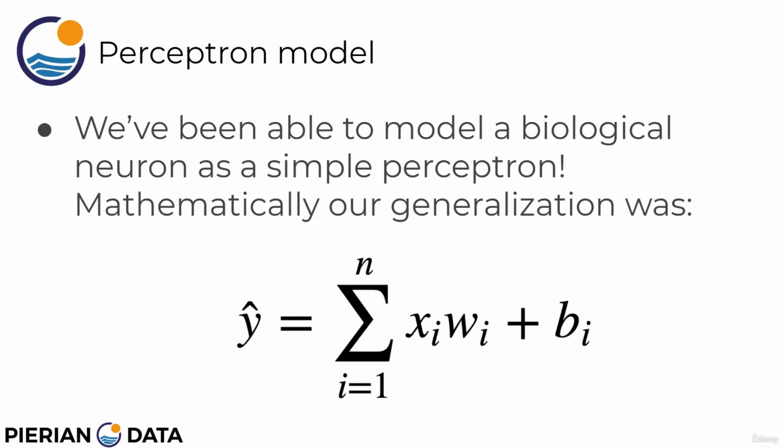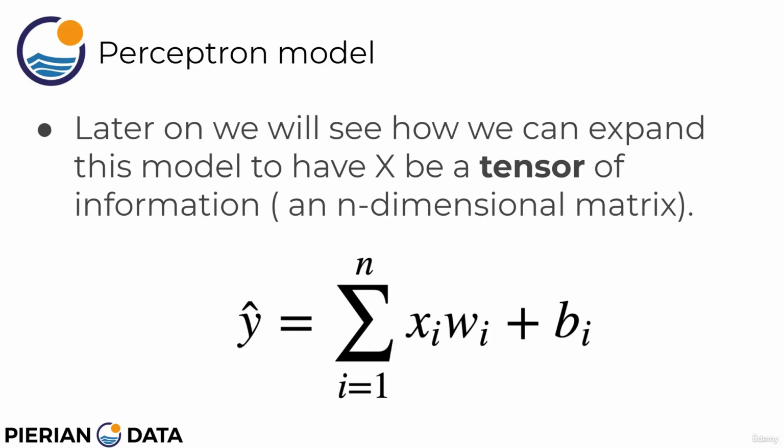And so now we've been able to see how we can model a biological neuron as a simple perceptron. Mathematically, our generalization was simply, starting at i equal to 1 all the way to n number of inputs, we grab that particular input value, multiply it by some weight that later on we'll be adjusting, plus a bias value. Later on, we're actually going to see how we can expand this model to have x be a tensor of information, where a tensor is an n-dimensional matrix.